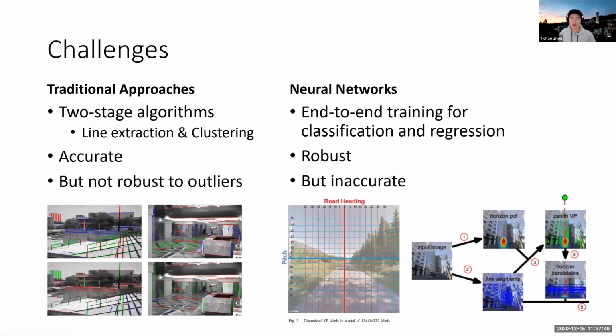So how do we detect vanishing points? We have a traditional approach and a neural network-based approach. The traditional approach is still a two-stage algorithm. We first extract lines, and then we cluster the lines based on their endpoints. This kind of algorithm is really accurate because it is geometry-based: you are calculating from line intersections, and the lines are relatively accurate. You have a lot of lines, so you can average them together, and it is super accurate. The problem is that there are outlier lines, and if there are too many, your algorithm will likely fail.